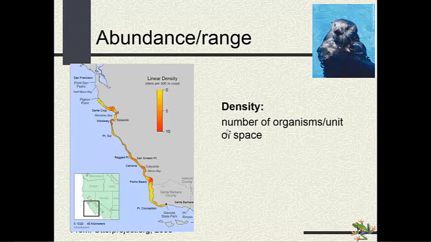When you look at abundance and range together, you come up with the density of an organism, which is defined as the number of organisms per unit of space. And what you can see here, that sea otters are concentrated in particular regions right here around Santa Cruz or Pismo Beach in Southern California.